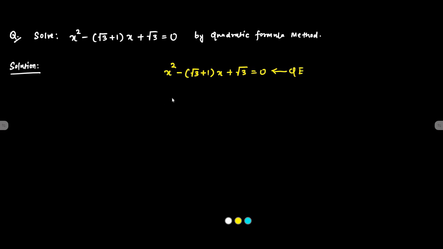Again, we have to compare it with the standard format, which is, let's say, ax² + bx + c = 0.